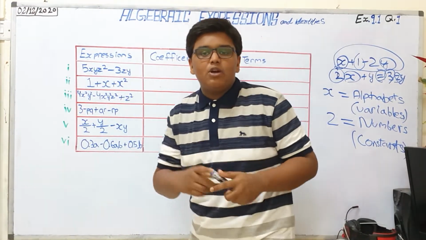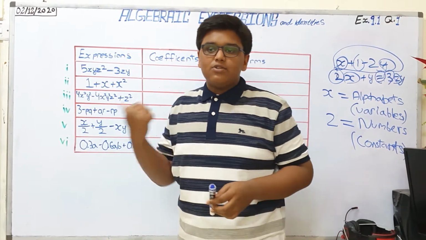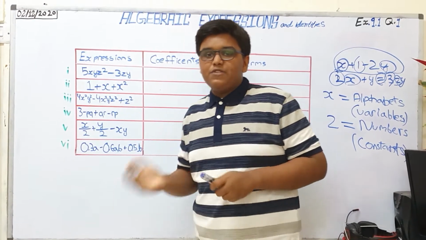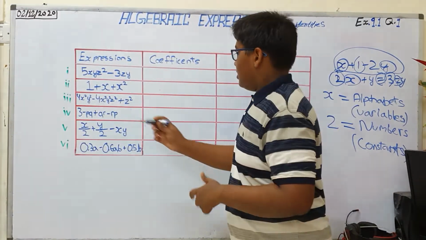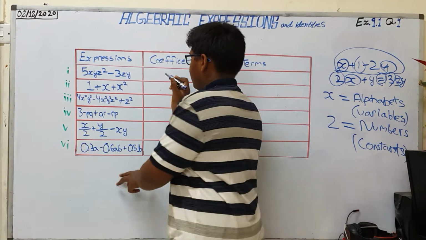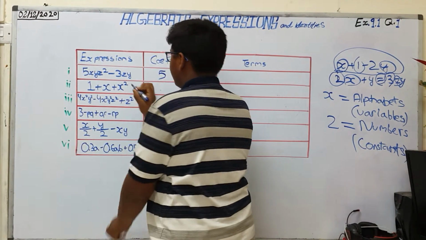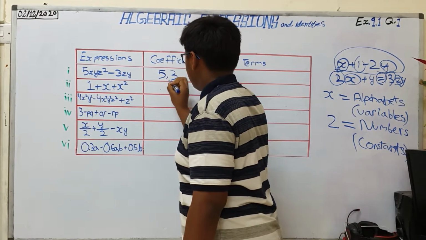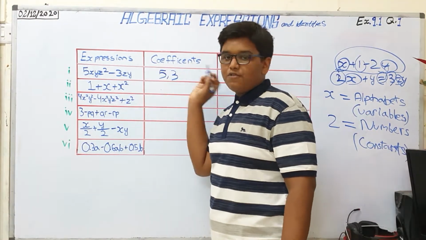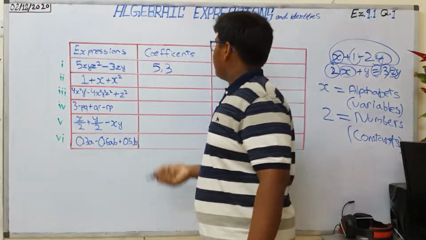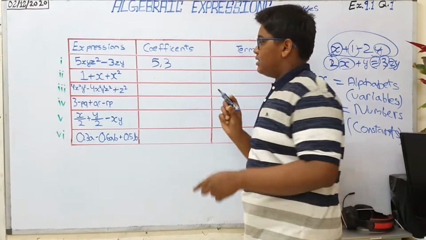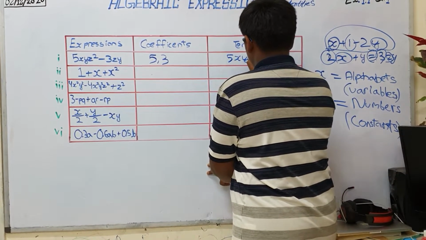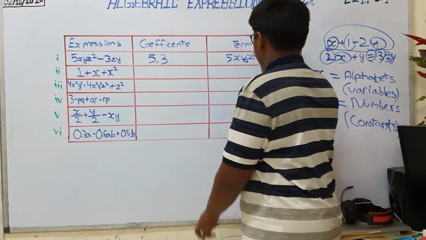Coefficients can also be called constants. Constants and coefficients both have the same meaning. Now 5 is a constant, so we write 5, and this 3. So we have two coefficients in this. Now what are the terms in it? One term is 5xyz squared.